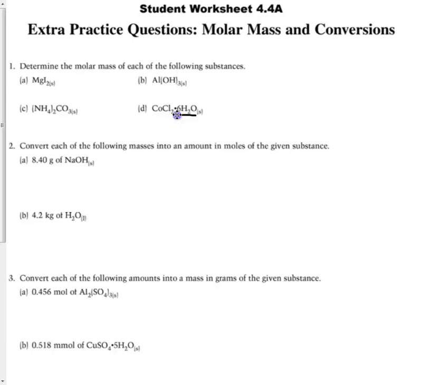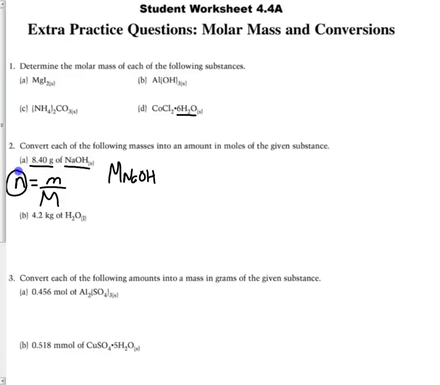Convert each of the following masses into an amount in moles. So we start out, we're in the lab, we measure out 8.40 grams. We look at the bottle, we know it's sodium hydroxide. All right, here's the formula that provides us with the number of moles. It's a ratio of the mass of the sample to how heavy 1 mole is. And that will give us the number of molar units, little n, for a compound.